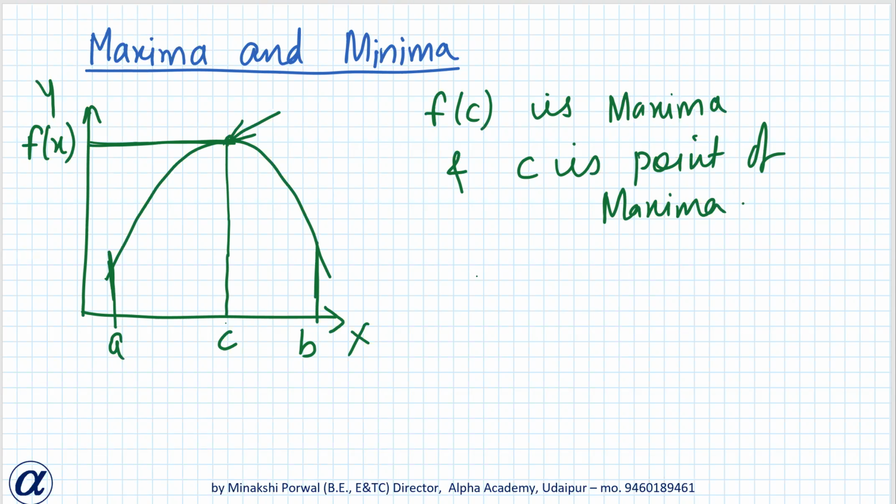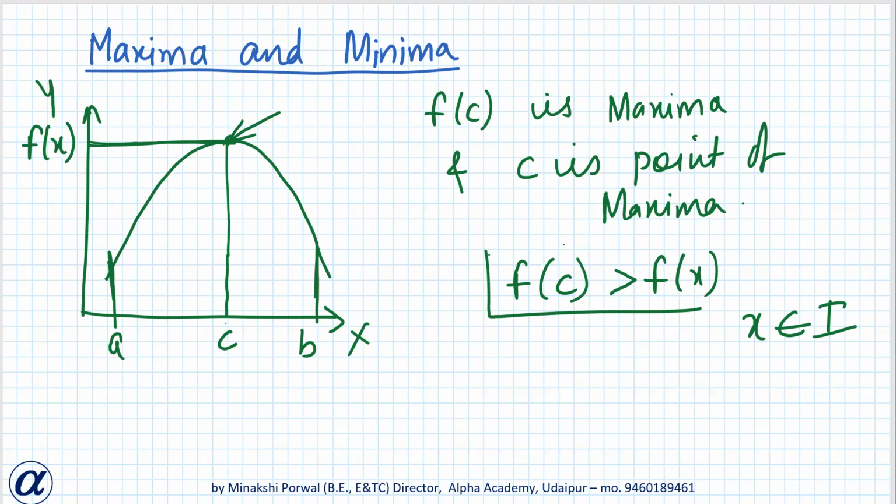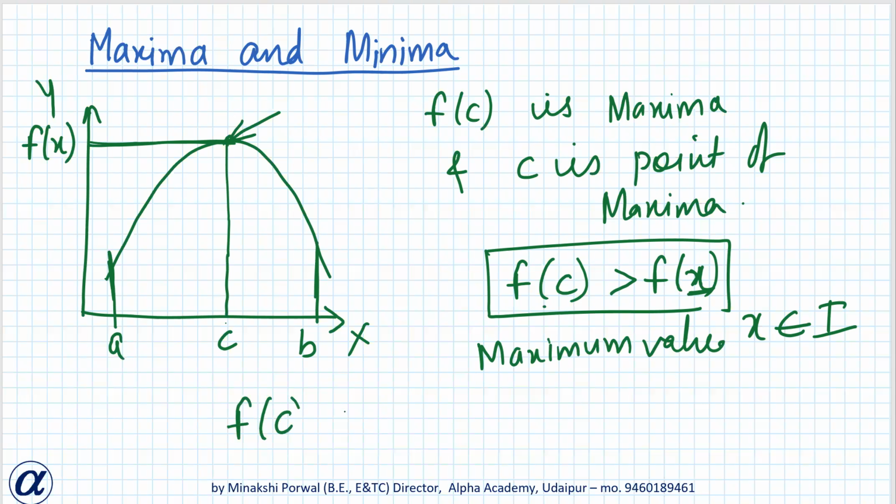So we say that f is said to have a maximum value if there exists a point C in its domain such that f of C is greater than f of x, where x belongs to the domain. If f of C is greater than f of x for all values of x, then it is called the maximum value. Similarly, f is said to have a minimum value when there is some value f of c which is less than f of x for all values of x belonging to a to b.